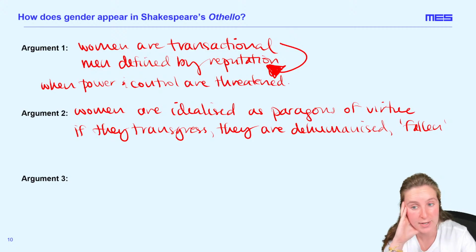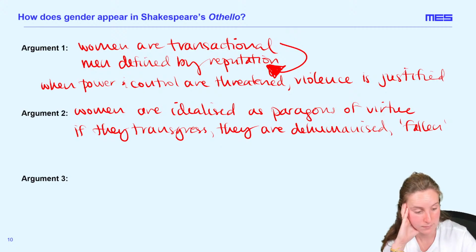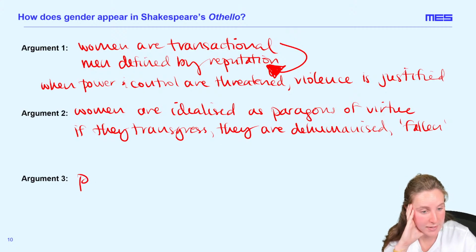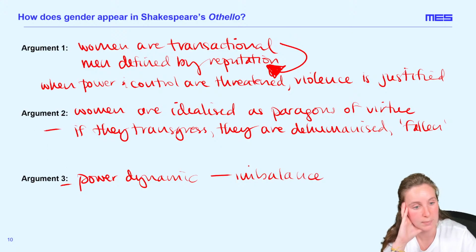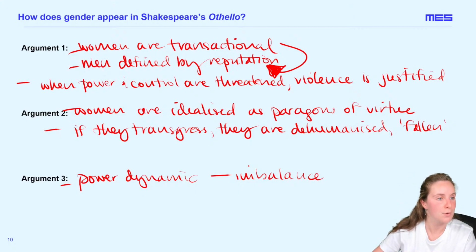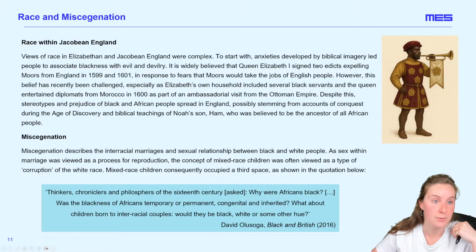Violence is justified. And we can also think about, as a separate idea, the power dynamic between them as imbalanced. But really any of these ideas here could be their own kind of paragraph of exploring, because there is so much of all of this in Othello.